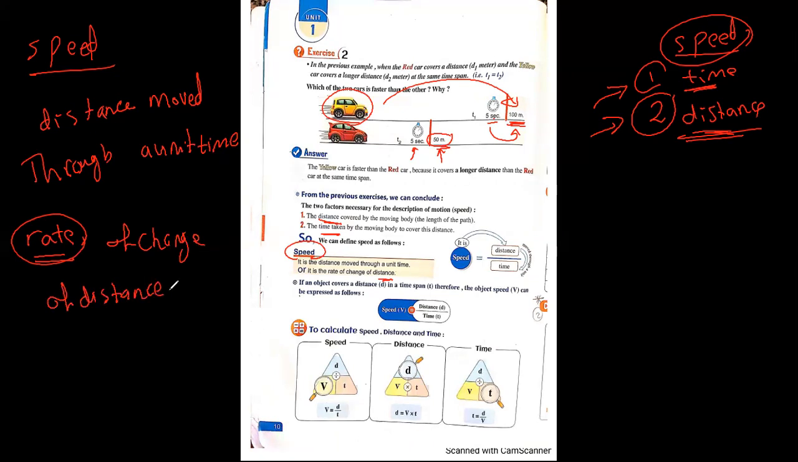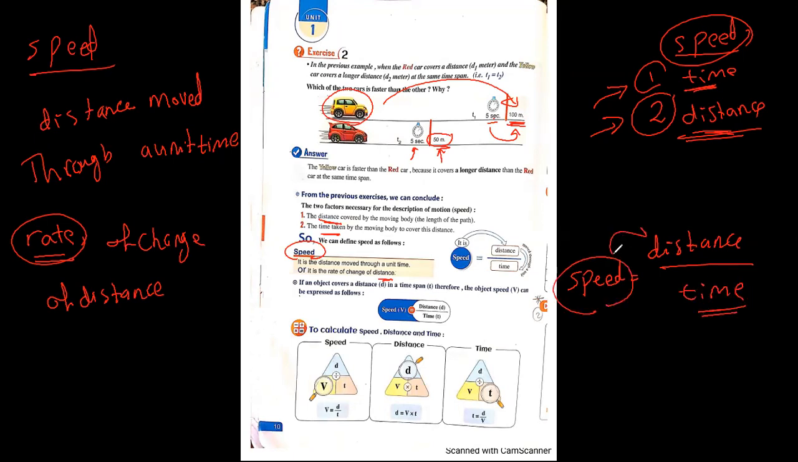Now we take the law of the speed. The speed equals distance divided by time. So the factors affecting the speed: number one, distance. Number two, time.